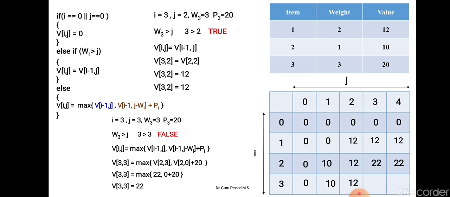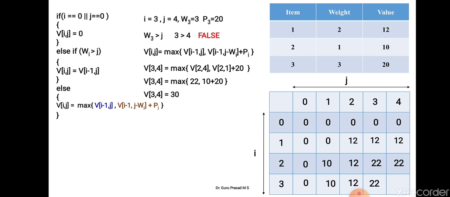Next, i equal to 3, j equal to 3. Compare w3 with j: 3 greater than 3, false. So control goes to the else part. V of 3 comma 3 equal to, substituting the i value, j value, w3 value and the p3 value, max of V of 2 comma 3, V of 2 comma 0 plus 20. Max of 22 comma 20, the maximum value is 22. So the cell 3 comma 3 value is 22.